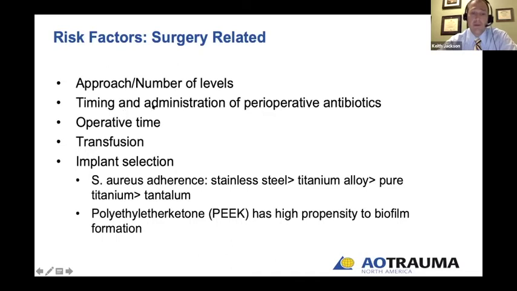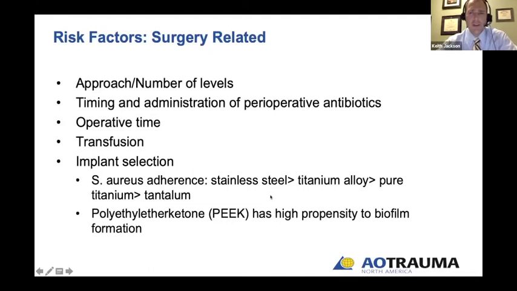The timing and administration of perioperative antibiotics, we know that in multiple applications of surgery, the failure to give antibiotics within 1 hour of incision is associated with significantly higher rates of infection. Operative time greater than 5 hours has also been correlated with a higher risk of infection. The use of blood transfusion in the perioperative period has also been correlated. This is probably due to higher blood losses in surgery, triggering the transfusion, as well as a slight immunosuppressive effect from donor blood.